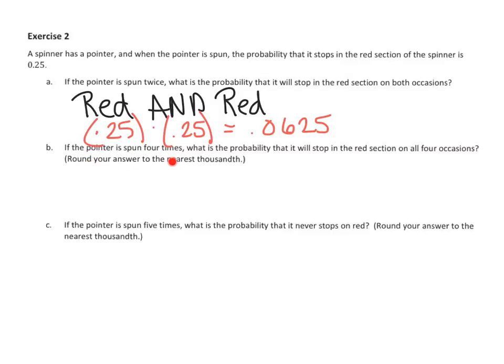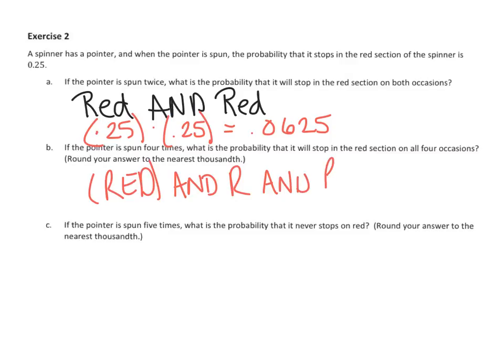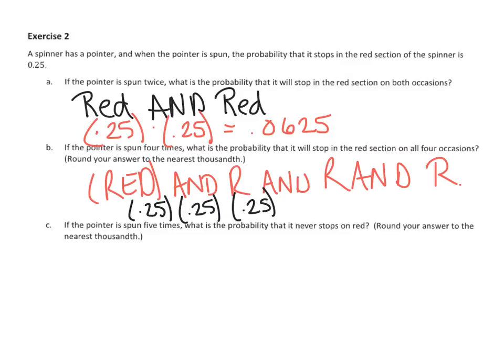B. If the pointer is spun 4 times, what is the probability that it will stop in red on all 4 occasions? So again, I want a red, and a red, and a red, and a red. Okay, so I'm just writing an "and" for myself because I know I want red, and red, and red, and red. So because they're independent again, I can go ahead and multiply 0.25 times 0.25 times 0.25 times 0.25. That's 0.004.